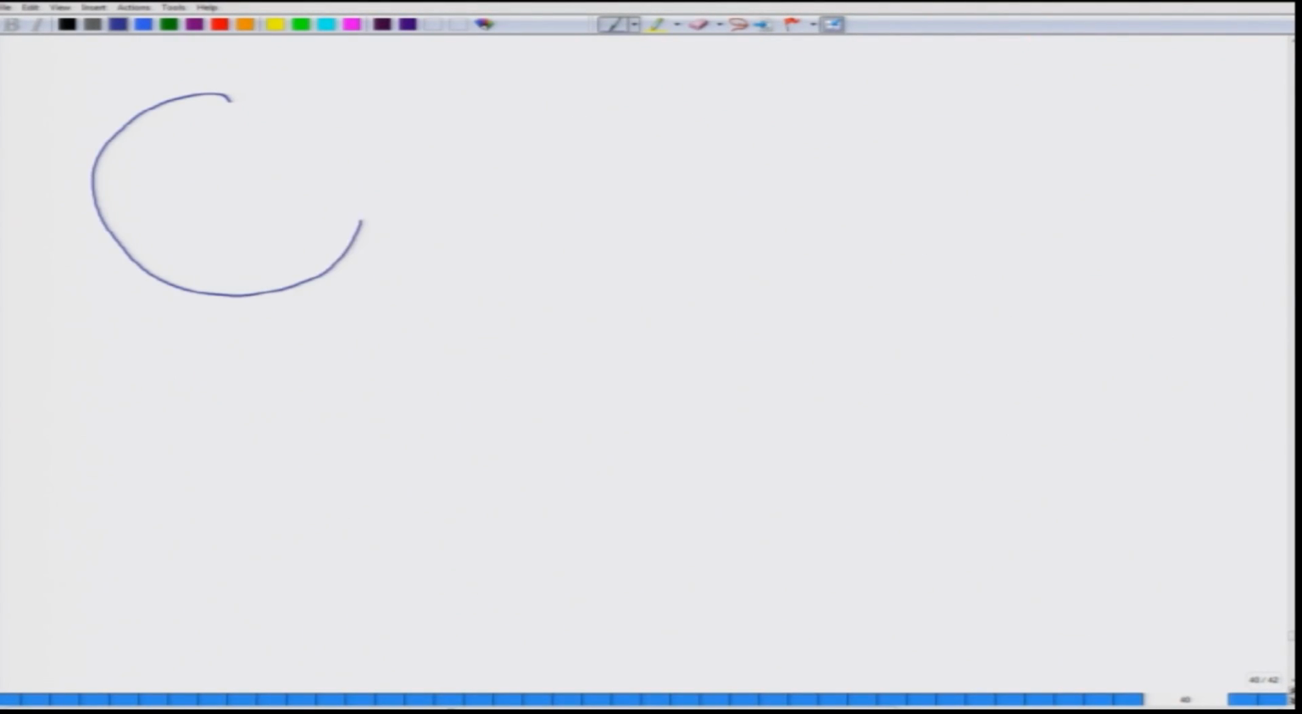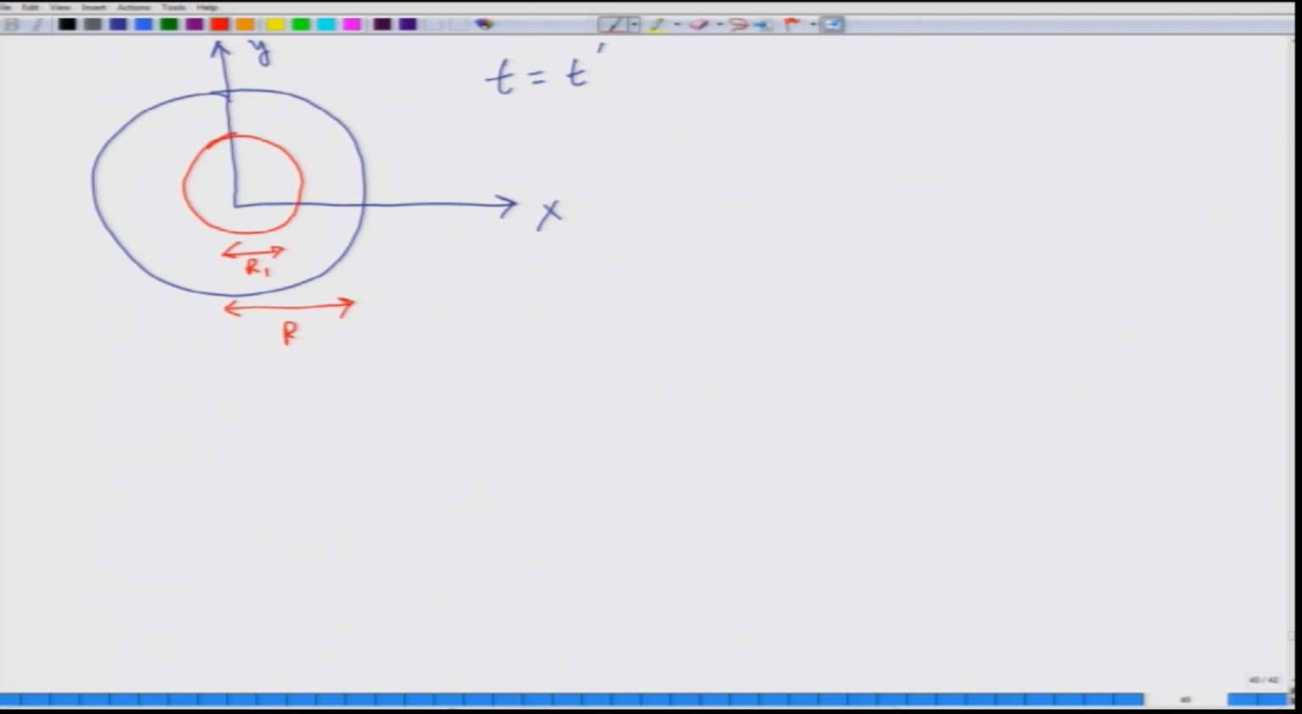So you can see that at a time, say t equal to t prime, this is my x, this is my y, this is a smaller circle with a radius of R1, and this radius is R2, and this is the origin. So my A particle is right here and B is say right here, both moving with the same angular speed. This is clockwise and this is anti-clockwise.